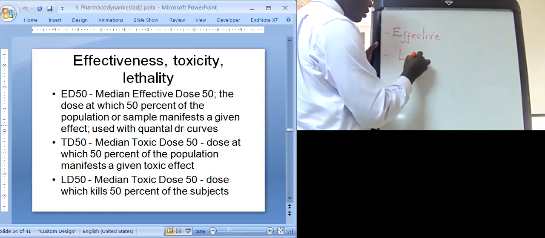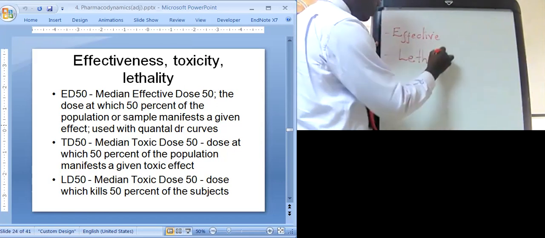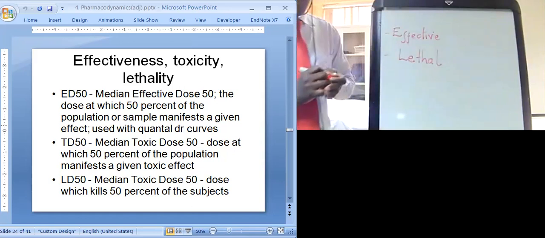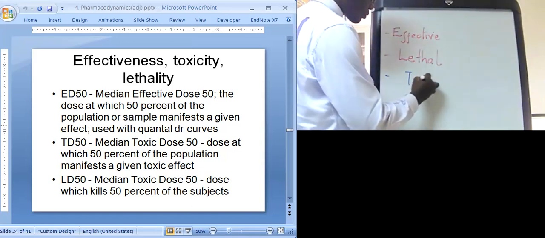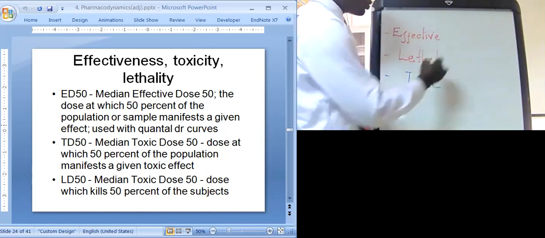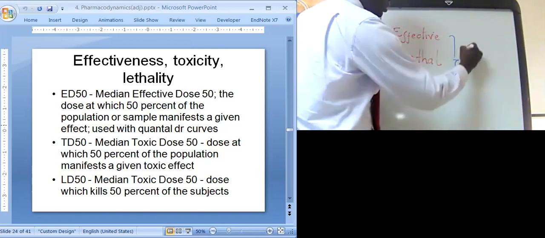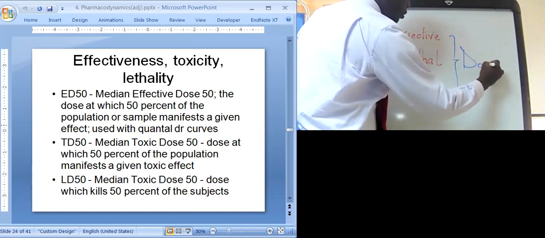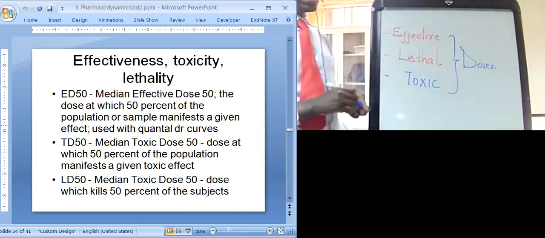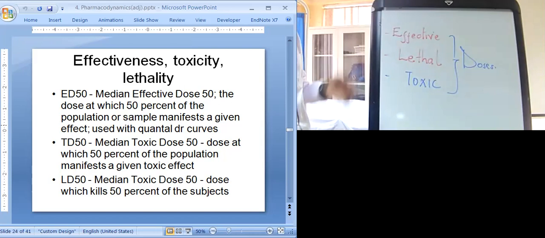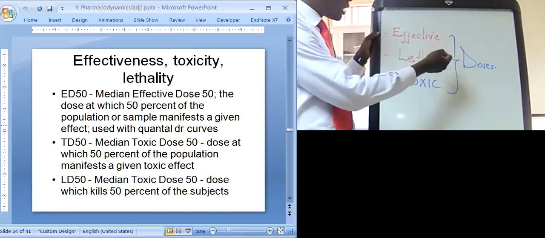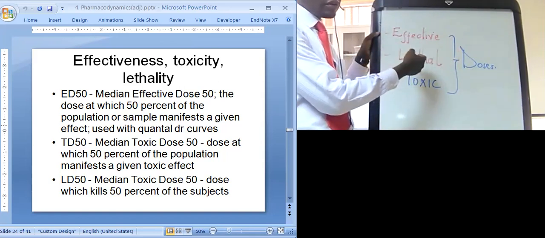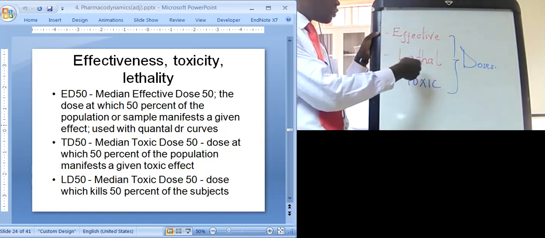There's what we call lethal, and then toxic doses. Yeah, so these are doses. So once you see ED50, TD50, LD50, that basically means the effective dose, toxic dose, and lethal dose in 50% of the population.